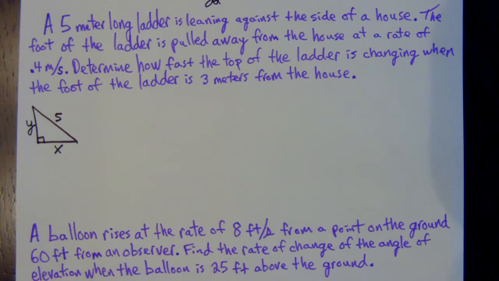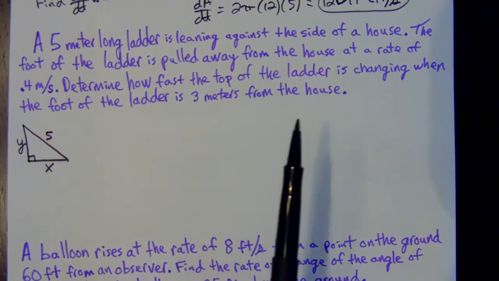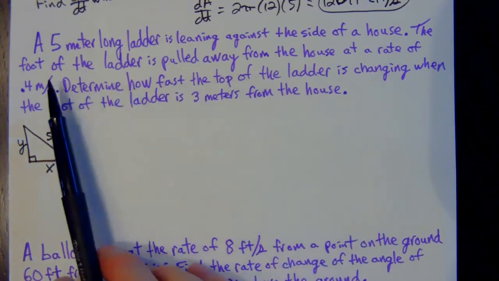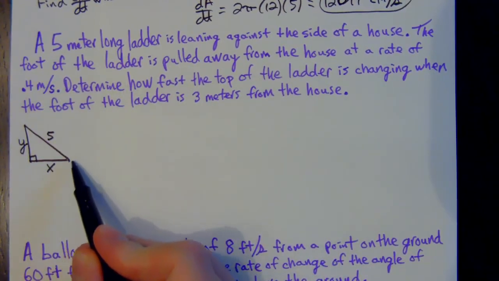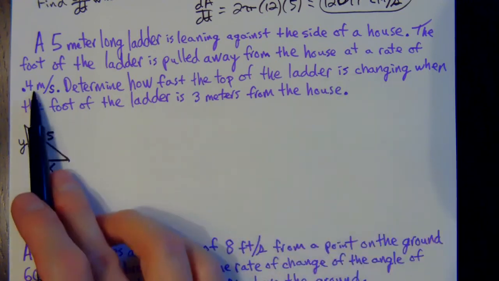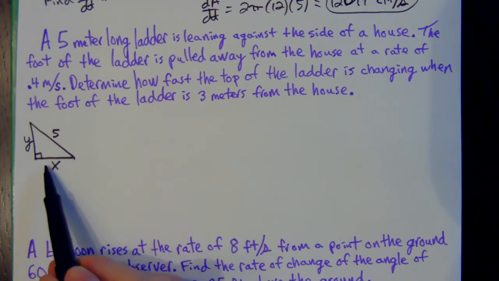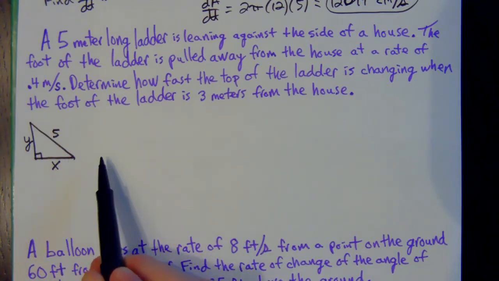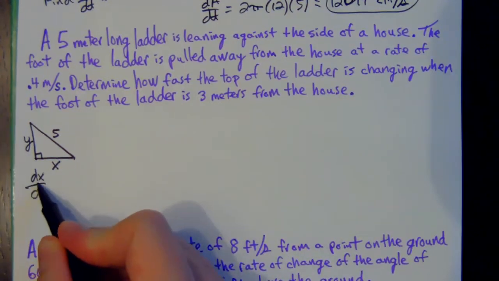Okay, so I have to translate these symbols here. I have to read the problem again. You can't just go straight to it. You're going to get yourself confused. You have to translate the words and the symbols. So it says the foot of the ladder. That means the bottom of the ladder is being pulled away from the house. They're describing this at a rate of 0.4 meters per second. So they're telling you that's the x. That's how fast the x is being moved. So I'm going to write that down, that's my dx/dt.